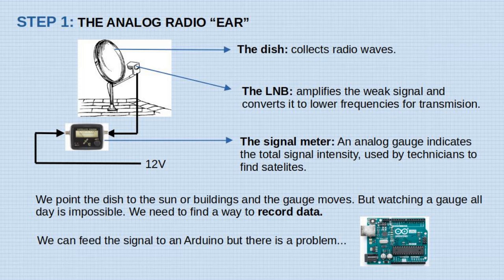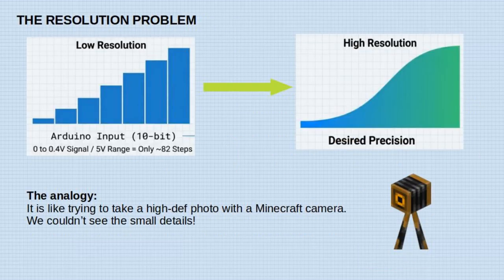This is nice, but it would be better to be able to record the signals, as we cannot watch the signal meter all day. We hacked the signal meter a little and connected its output to an Arduino microcontroller. However, we quickly found out that the Arduino's built-in converter was too coarse, providing only 82 distinct digital values for our 0.4 volt signal range. It is like trying to take a high definition photo with a Minecraft camera. In order to see small details, we have to find a way to represent the signal with more precision.